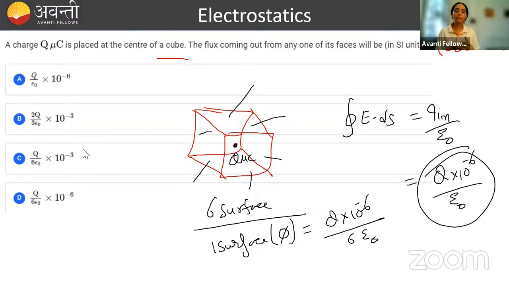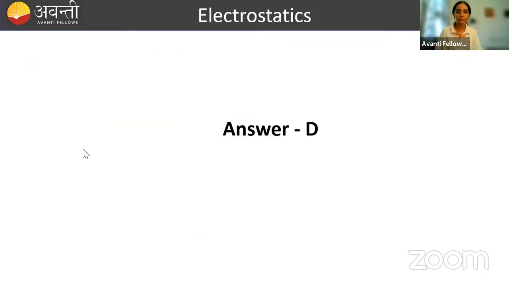But if the charge is not kept at the center, and is kept somewhere else inside the cube, then you cannot say the flux through one surface will be this much. Then this can't be answered in this way. So the correct answer was that.